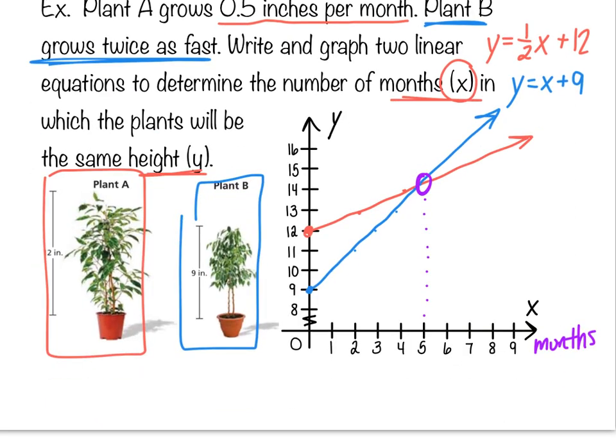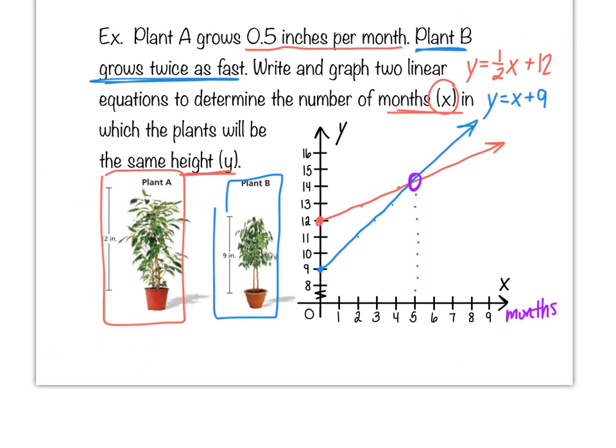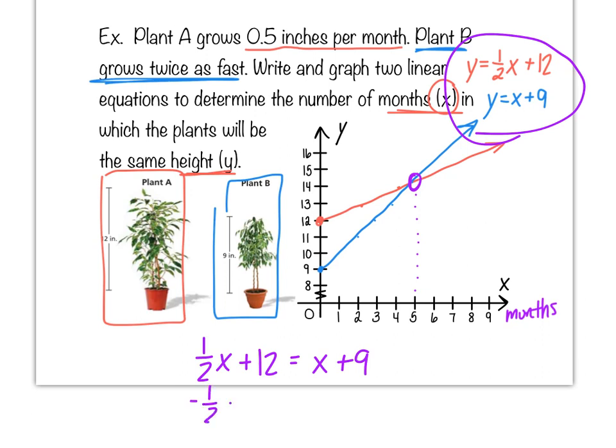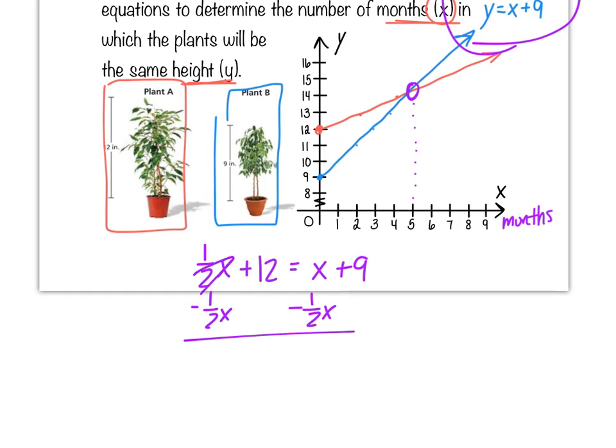Let me double check that using algebra. So if we use algebra, we set these two equations equal to each other to find out their intersection. So 1/2 x plus 12, when does it equal the same as x plus 9? And we can solve using algebra. We would subtract 1/2 x from each side. I need some more room. And that's going to give us 1/2 x. And then we're going to move the constant over to the left side by subtracting 9, and that gives us 3. And then to get rid of the 1/2, you can multiply both sides by 2, and that's going to give us x equals 6.